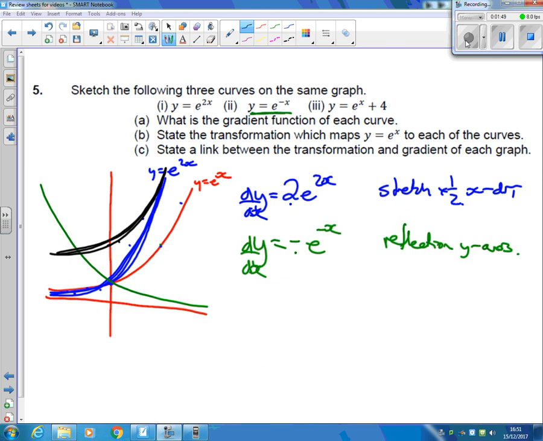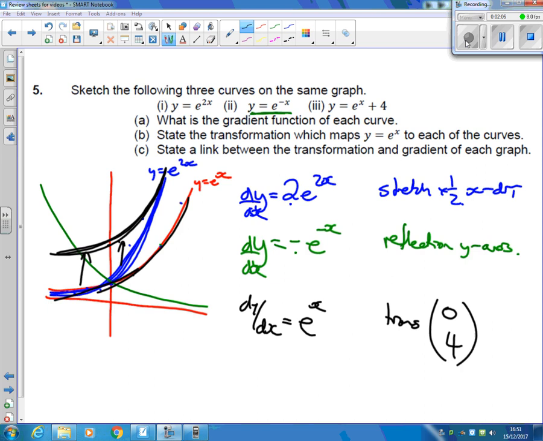And you'll notice that this graph here and this graph here are just translated up. So the gradient for this one here is exactly the same. The gradient of that one is just e to the x. And that one there, we have done a translation of up 4, so (0, 4). The gradient has stayed the same. Of course, you know when you differentiate a 4, it just disappears, and that's what's happened here. The plus 4 has had no effect on the gradient.